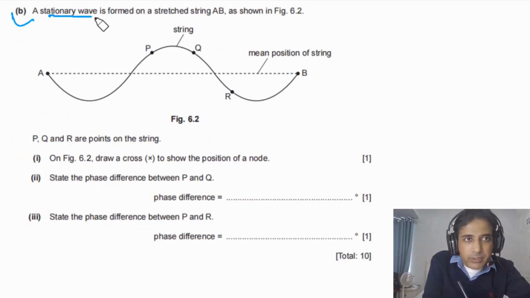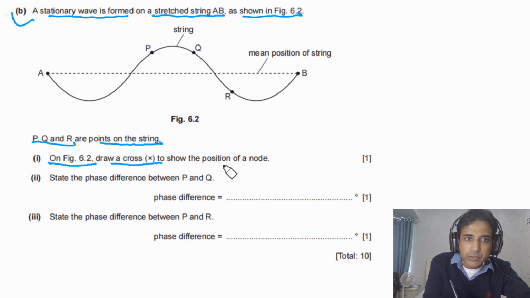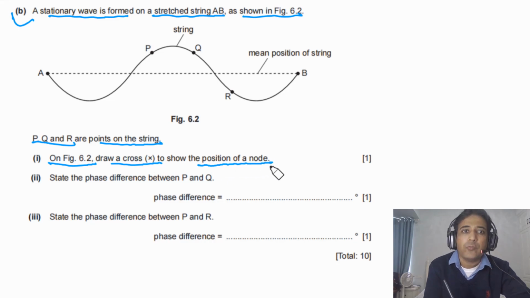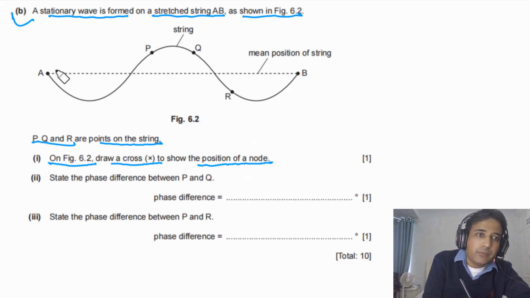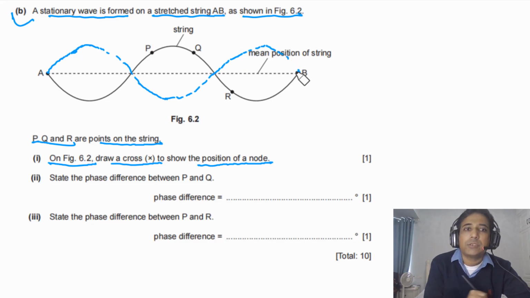Part B says a stationary wave is formed on a stretched string AB as shown in figure 6.2. P, Q and R are points on the string. For part 1 on figure 6.2, draw a cross to show the position of a node. So the best way to answer this one, first of all, we can complete the waveform of the stationary wave. So this is how you can complete it. It will look like this. Not very good looking, but at least you can get the idea. So this is how it will look.